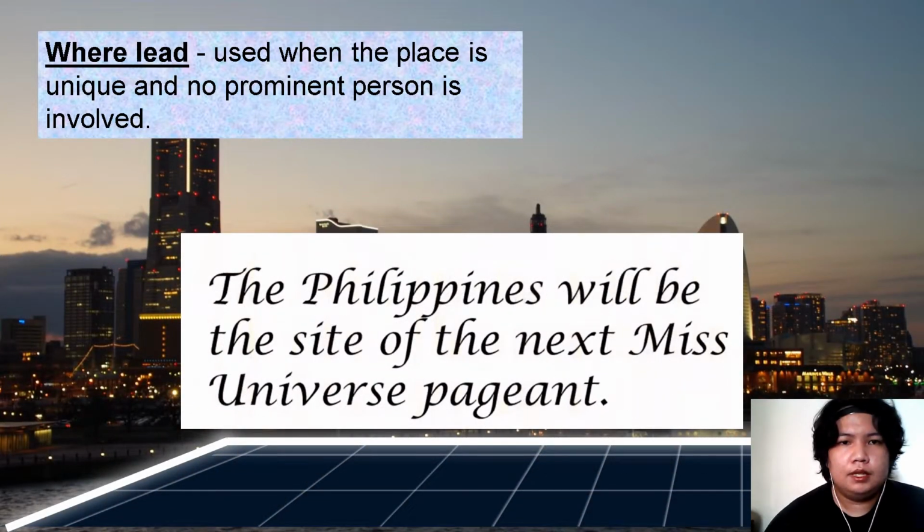Next W is where. It is used when the place is unique and no prominent person is involved. Look at our sample lead here. So the first paragraph here answers the question where. Where will be the next site of the Miss Universe pageant? So the answer is the Philippines. So the highlighted WH question here is where.